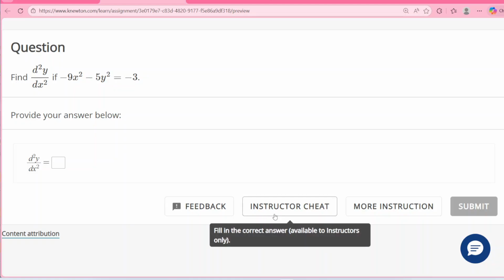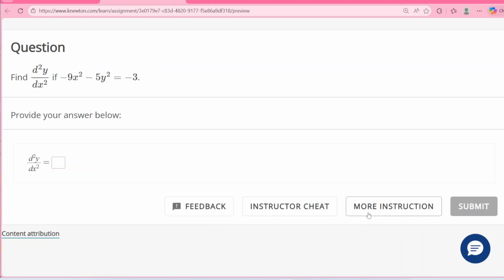You, of course, will not have this instructor cheat button, right? This is for instructors only, and I won't be using it for this video. You will see, however, this more instruction button. So if you're working on a question in a particular objective that you don't really remember the material all too well for, I'd suggest clicking on more instruction, and then open the instruction up, and you'll be given some reading to do or videos to watch or both that will hopefully help you get through that part of the assignment.